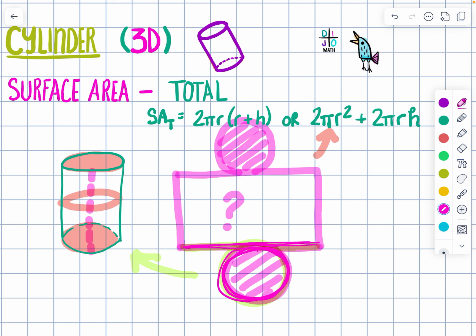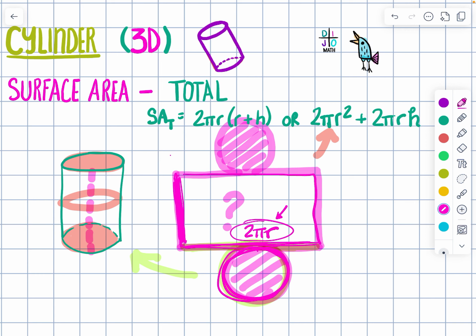Okay? And if you remember, the circumference of a circle is 2 pi r. When you solve for the area of a rectangle, it's just length times width, right? So now we have one part of our equation, and all we need to know here is the radius. Now all we need to know is, what is this length right here? Well, that is the height.